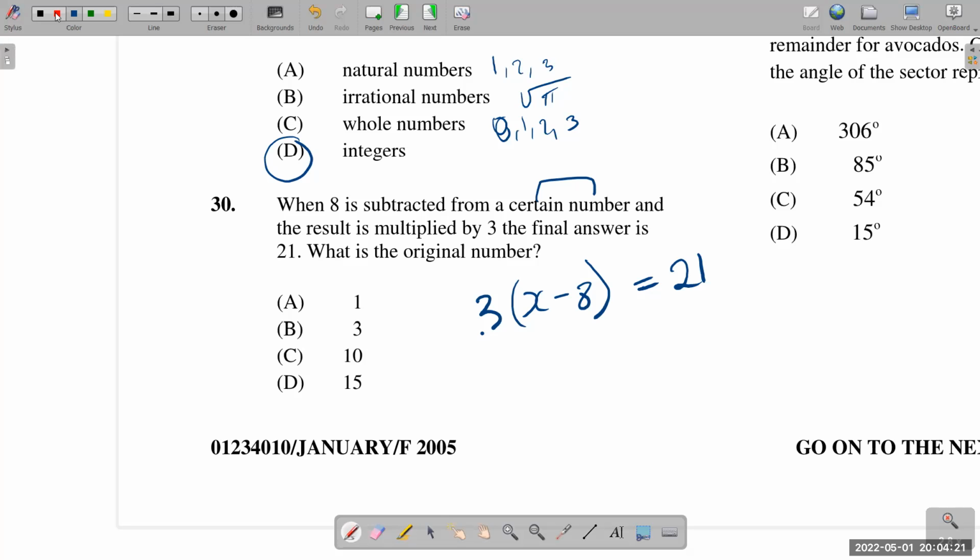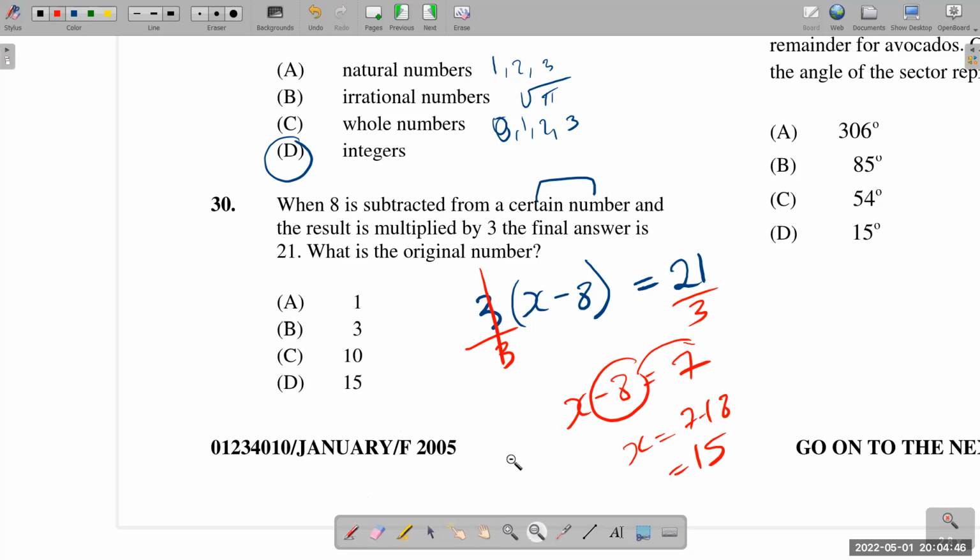So how do we find the original number? We transpose to get rid of the 3 because it says 3 times. We divide by 3 on both sides. When we divide by 3 on both sides, this is going to cancel. So we're going to have X minus 8 is equal to 7. We transpose over. So X is equal to 7 plus 8. X is equal to 15. Okay?